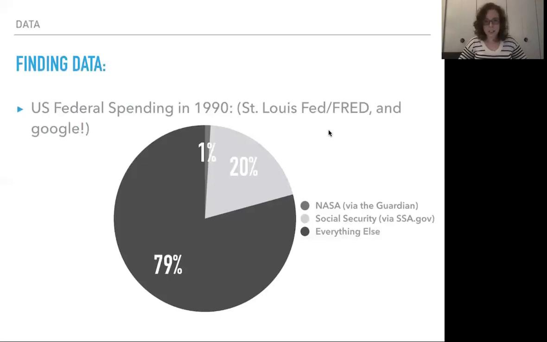The Guardian, which is a very reliable source for this kind of thing, a UK periodical, has NASA's budget, and the Social Security Administration, who obviously administers Social Security, has the budget for Social Security. So the US spent approximately 1% of its money in 1990 on NASA and 20% on Social Security. So an entire fifth of federal spending in 1990 was spent on Social Security, and only 1% was spent on NASA.